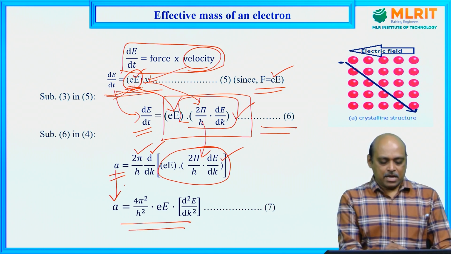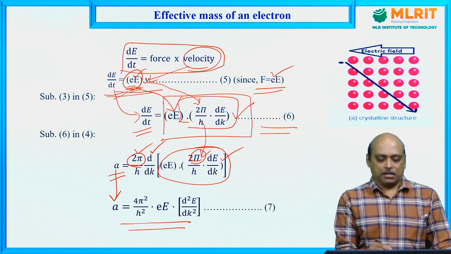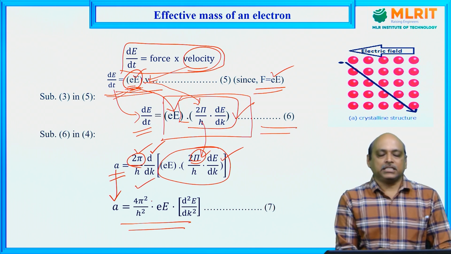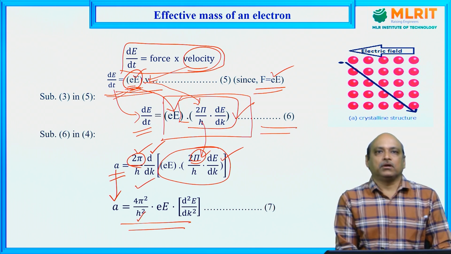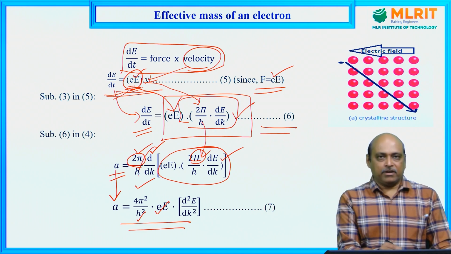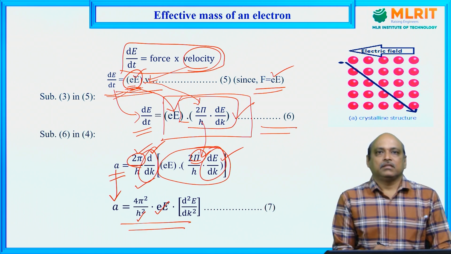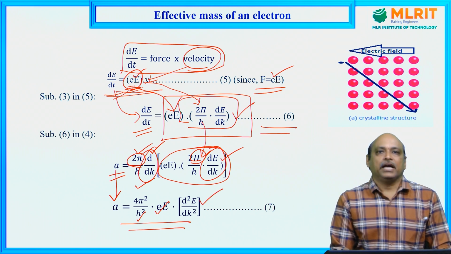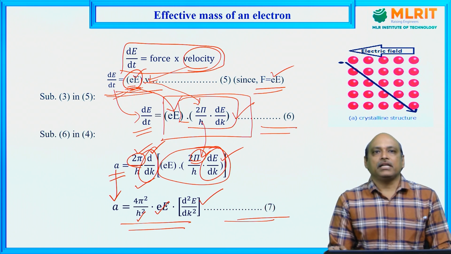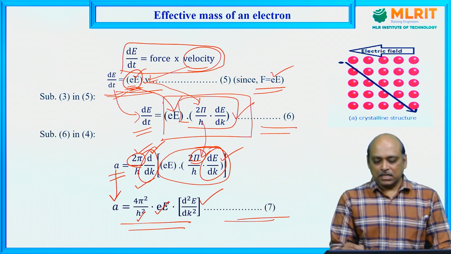Here you see a, as it is acceleration, and 2π into 2π, 4π². That's why we wrote it as 4π². h into h is nothing but h², which we wrote. And here e into e is nothing but the charge of the electron into the applied electric field, as it is. I am writing d/dk of dE/dk, the second order differential of energy with respect to k, d²E/dk². The a value is nothing but the acceleration of that electron when we apply an electric field on an electron in a periodic field. Acceleration we got.